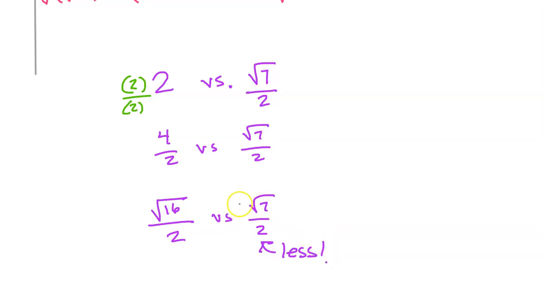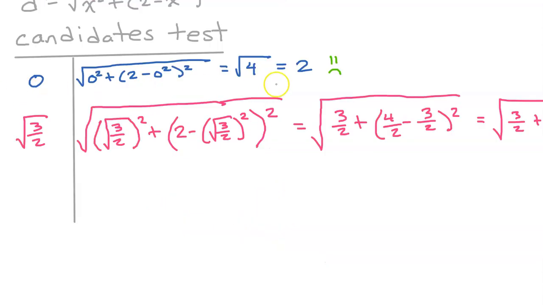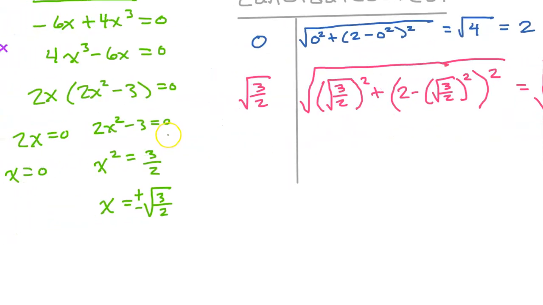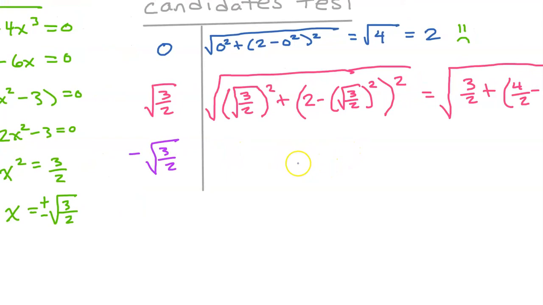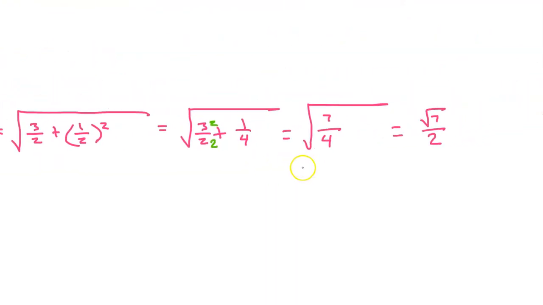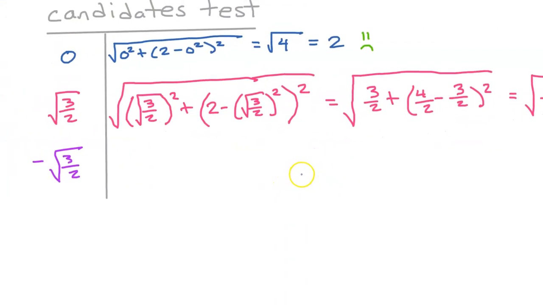And remember, we're trying to minimize the distance. So smaller is better. So the radical 7 over 2 is winning. I'm going to put a little frowny face next to (0, 2) to remind us that we already know that this is not the answer. So we have one last candidate to test, and it is negative square root of 3 over 2. I'm going to set this up, but I'm hoping that we can use our work from the previous problem to make this shorter somehow.